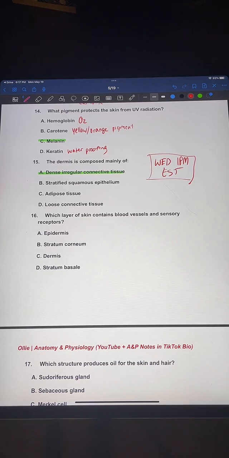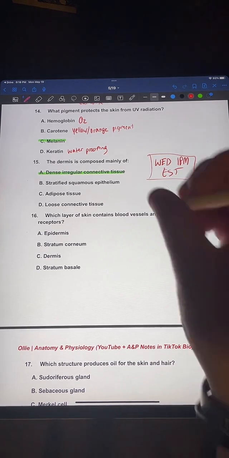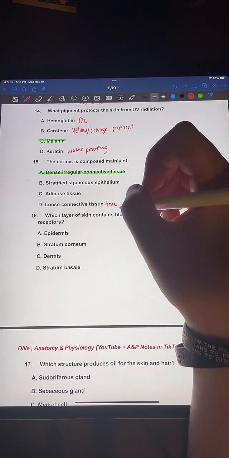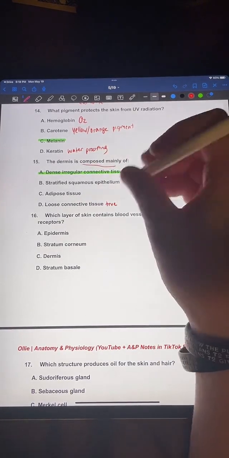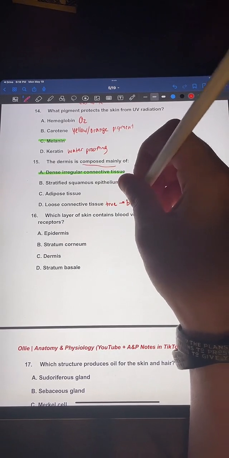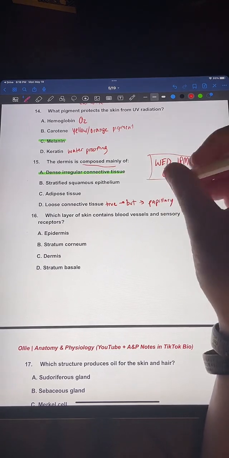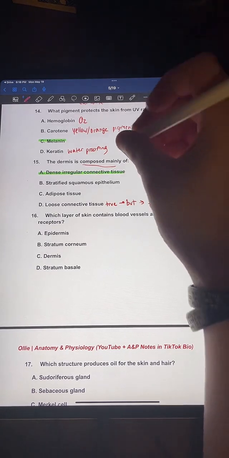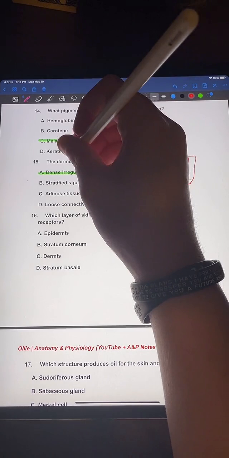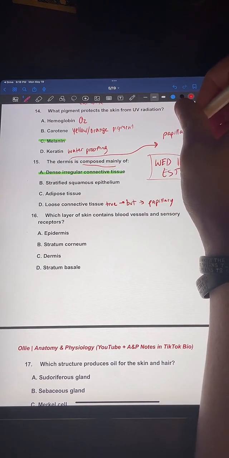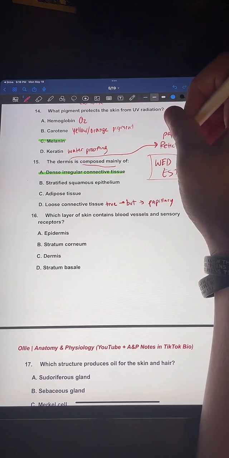Adipose tissue is in the hypodermis. That's our subcutaneous layer. Loose connective tissue would be in the papillary layer, yes. So this is true that it is part of it, but again, we're talking about composed mainly of. But this is for the papillary layer of the dermis. Our dermis has a papillary layer and a reticular layer.